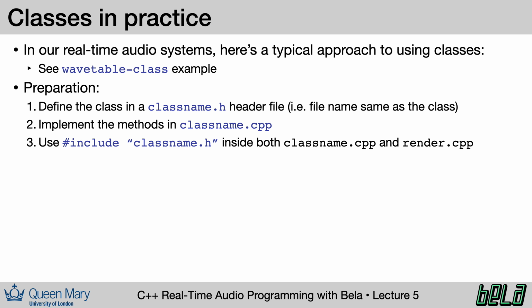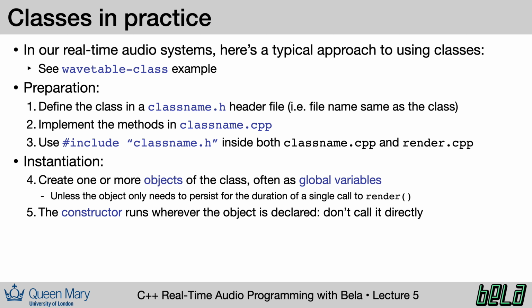And inside of both classname.cpp and render.cpp, we're going to have this statement, #include "classname.h". What that says is basically to literally include all of the text within classname.h inside of both of these CPP files. That lets us have the definition of our class available to us in each of the C++ files we're working with. The next thing that we need to do is to create objects of this class. In the examples we'll see today, these objects will be declared as global variables, though there's no reason that needs to be the case in general in C++.